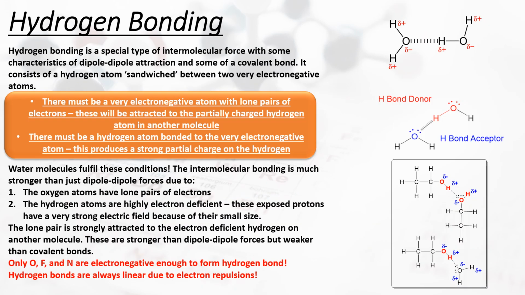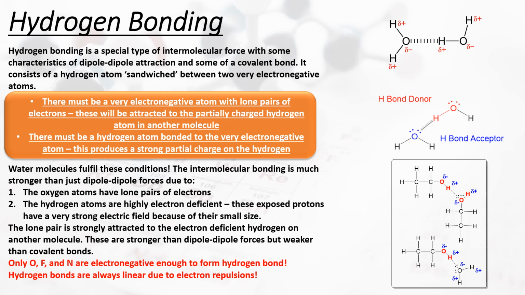Now the final type is hydrogen bonding. Hydrogen bonding is a special type of intermolecular force with some characteristics of a dipole-dipole attraction that we talked about a few slides ago, and also some characteristics of an actual covalent bond. While it's called a hydrogen bond, it actually isn't a covalent bond. It's just sort of bad naming essentially. So hydrogen bonding, it's called bonding, but actually hydrogen bonding is an intermolecular force.